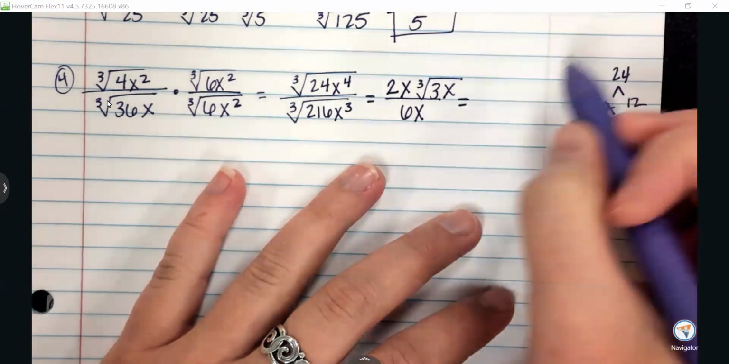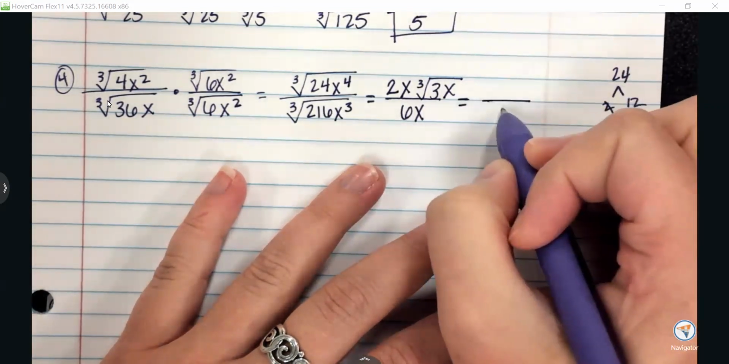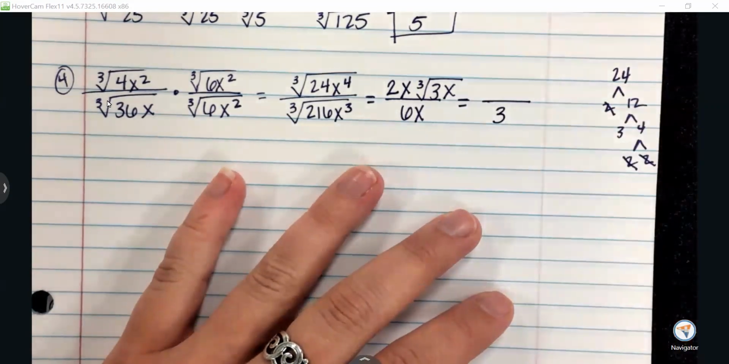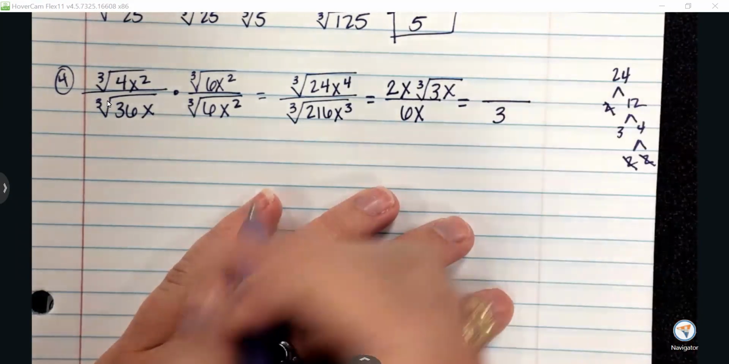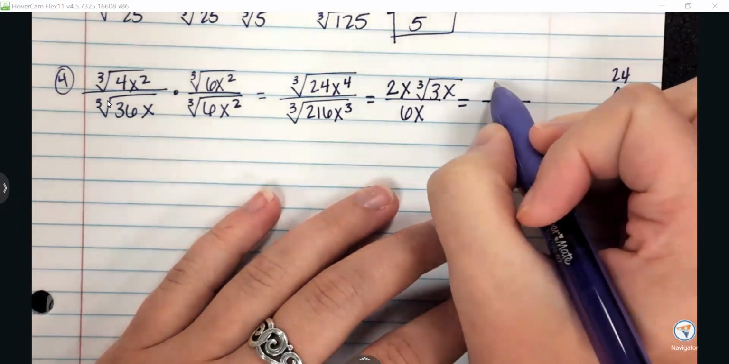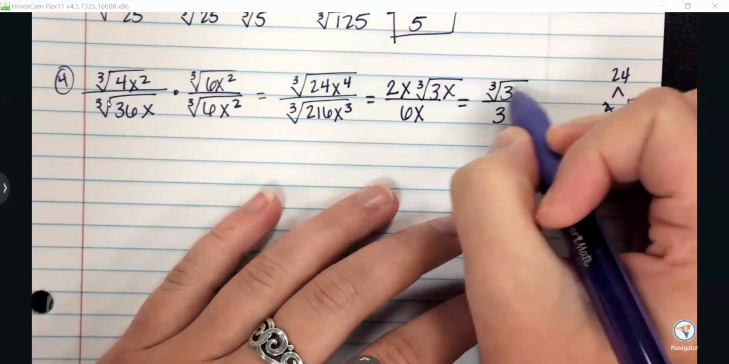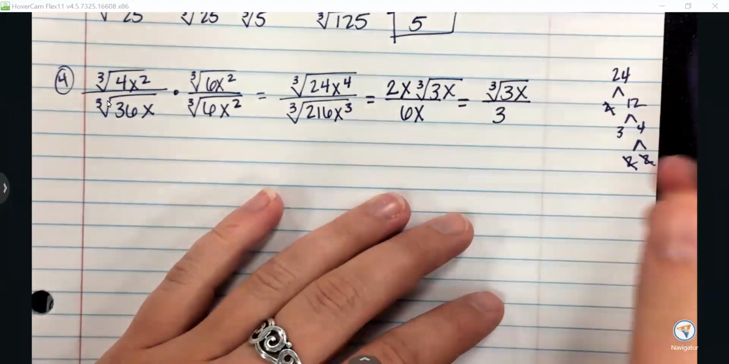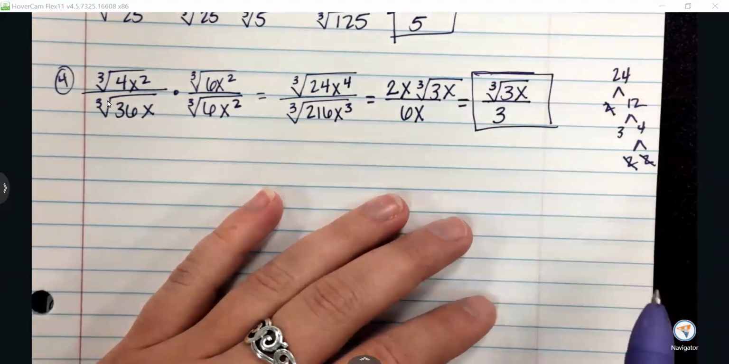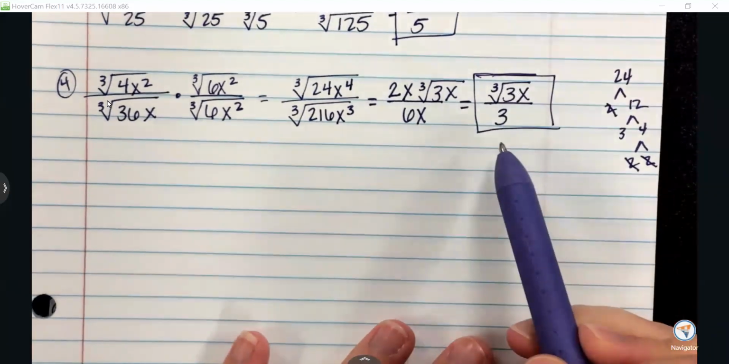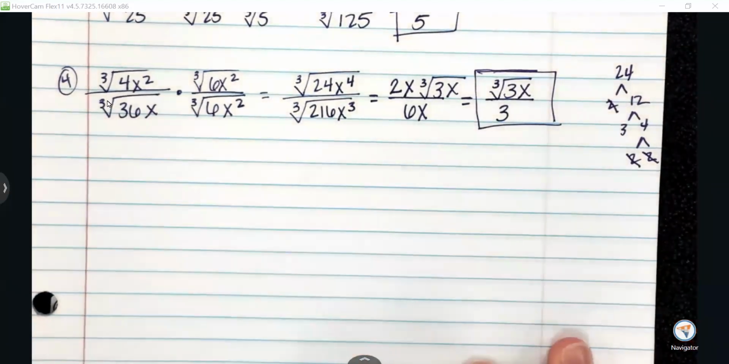What do you notice can happen outside? I can simplify 2 and 6, so I'll have a 3 in the denominator. What else can I simplify? The x divided by x is just 1. So I have cube root of 3x on top. Can those 3 simplify? No. Why? One's in a radical and one is not.